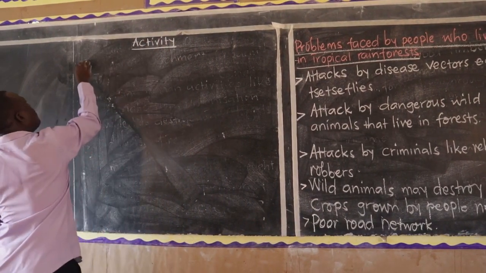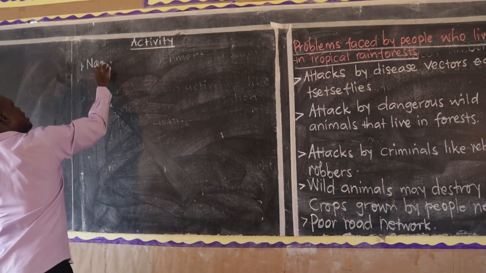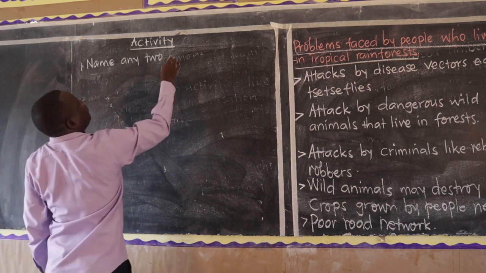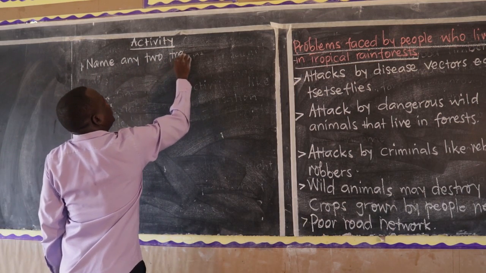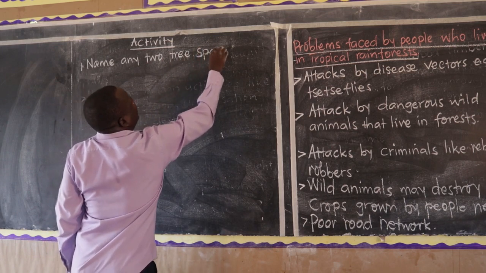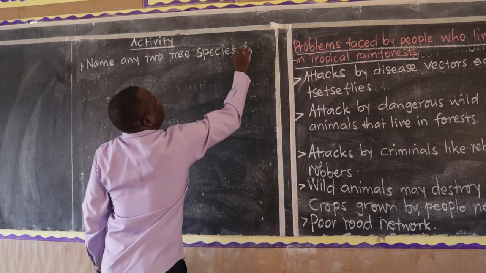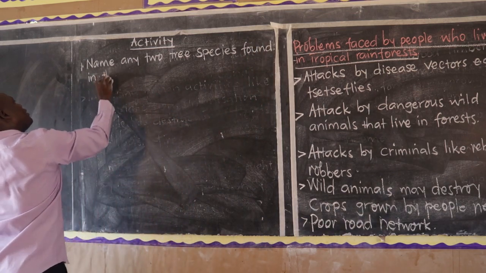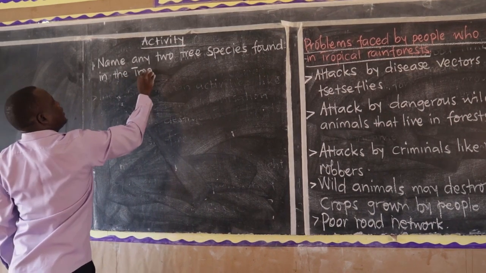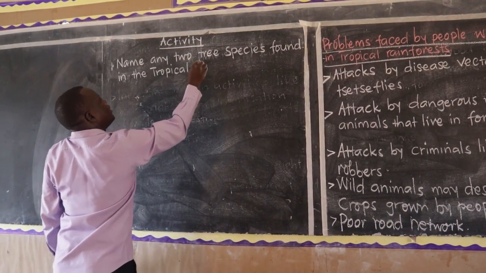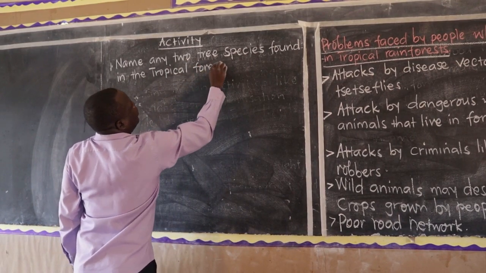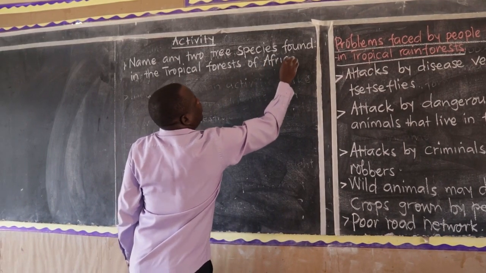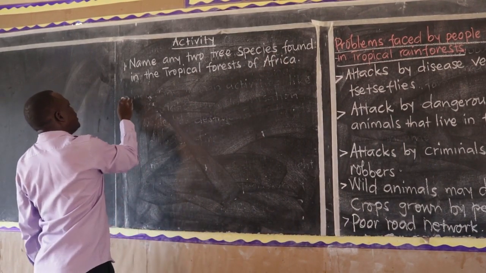Number 1, name any 2 tree species found in the tropical rainforests, the tropical forests of Africa. You will follow, we talked about the tree species.